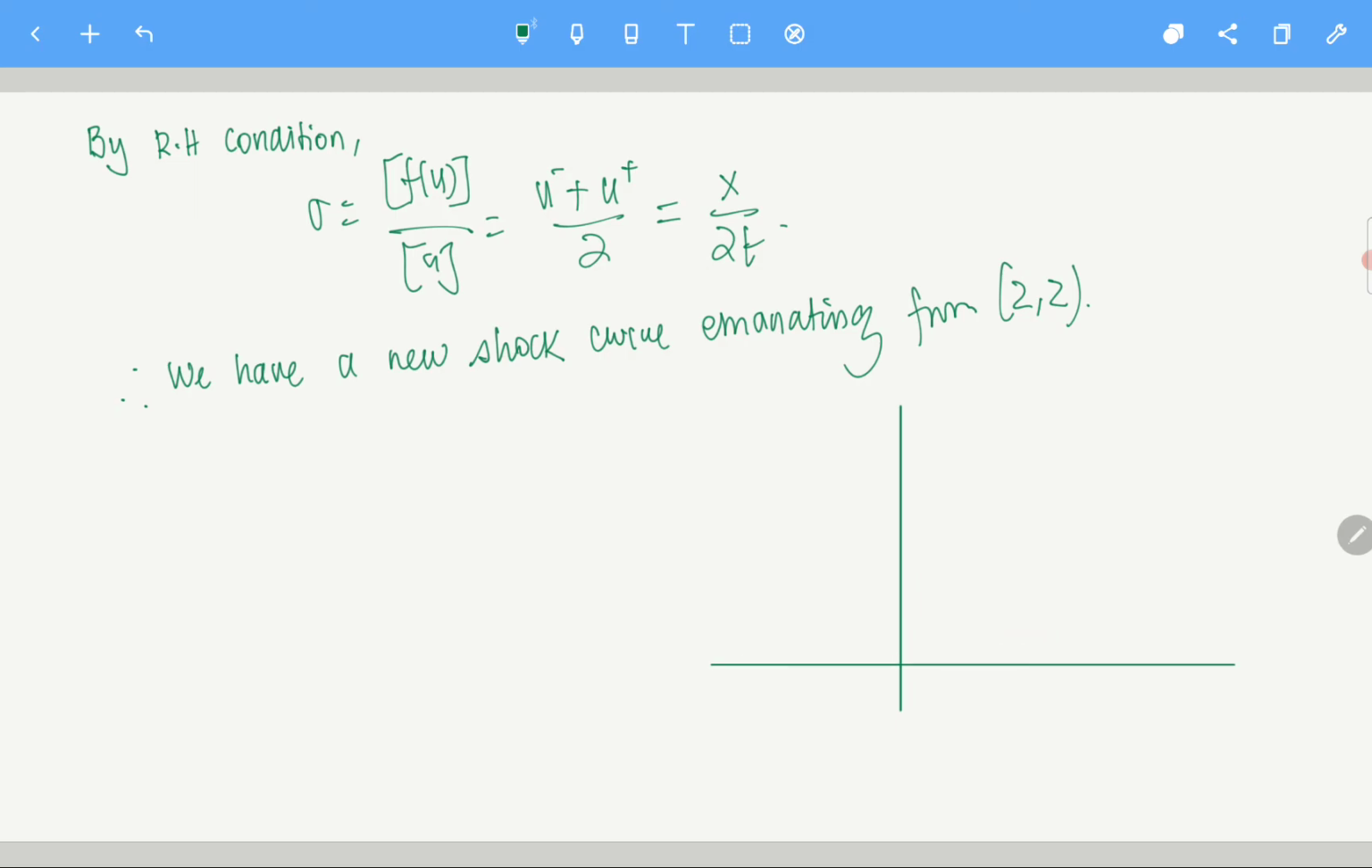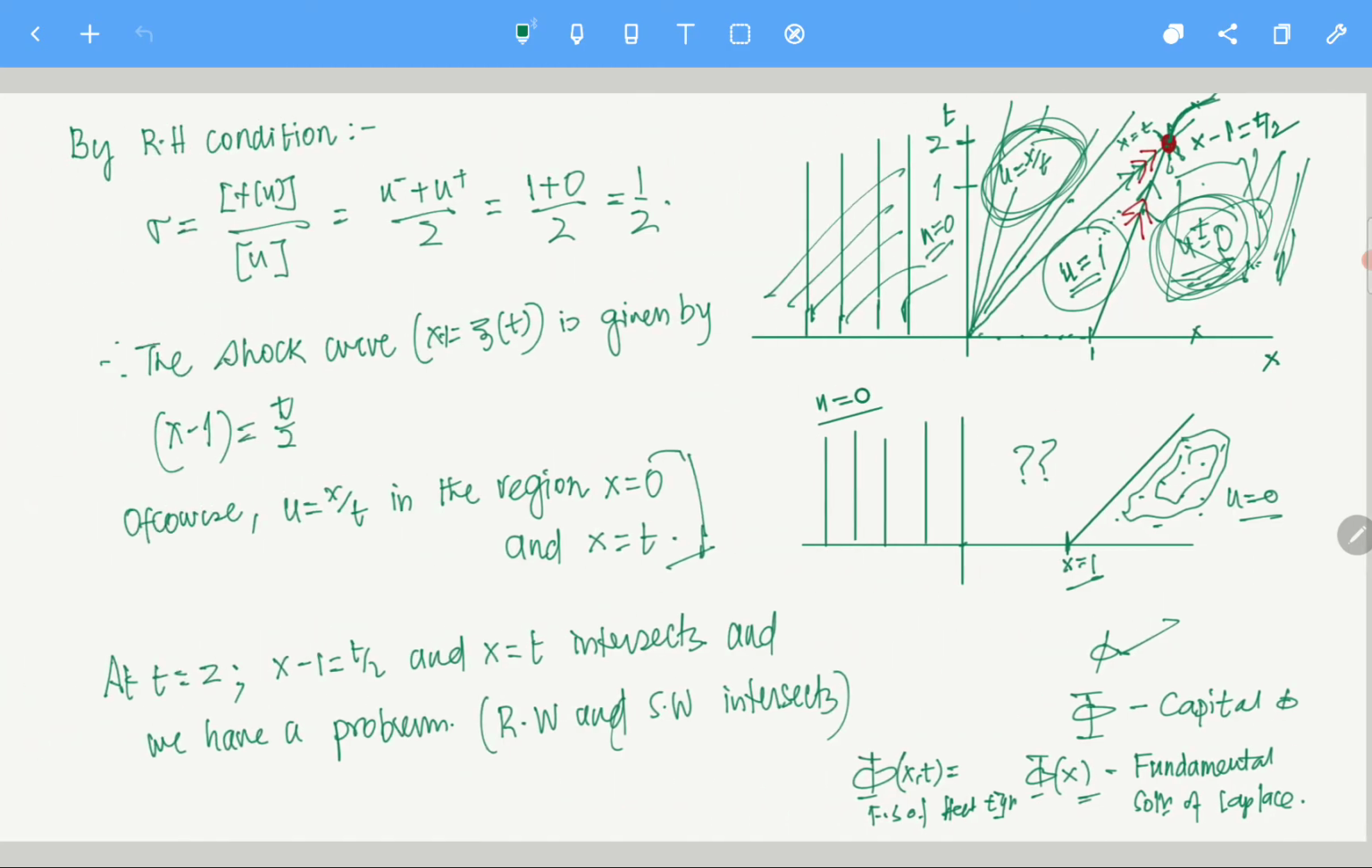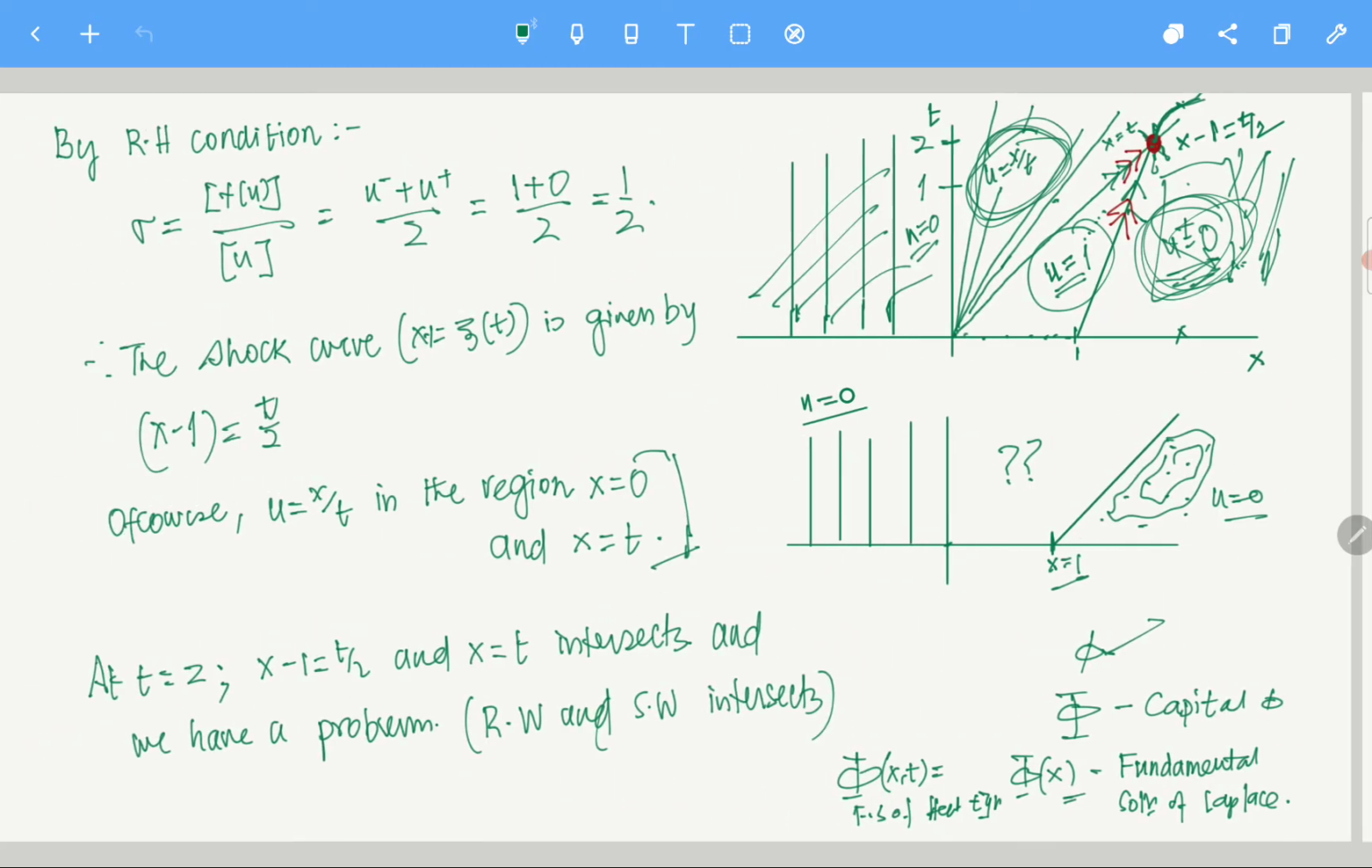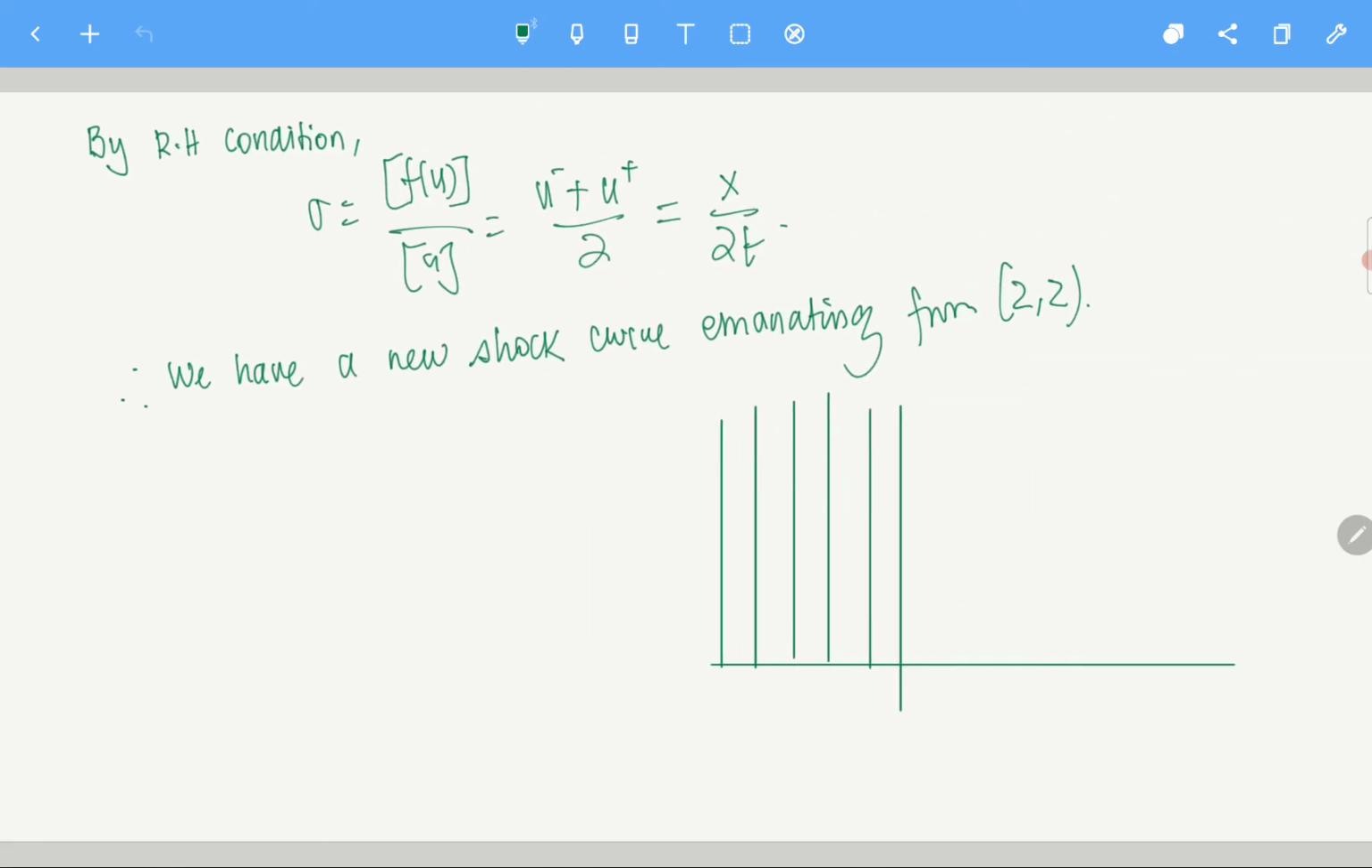Okay, so you see in this part, of course, u is going to be 0. If you remember, u is going to be 0 in this part. Let's say this is 2, this is 2, 2. Okay, and x equals 2 here, x equals 1 here.